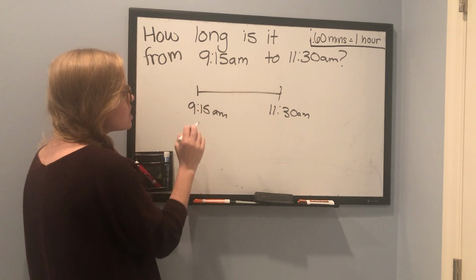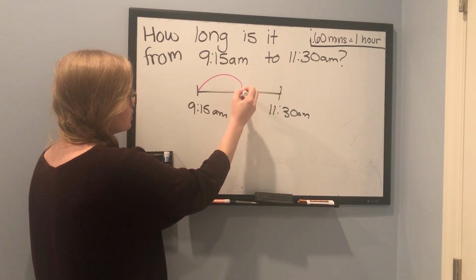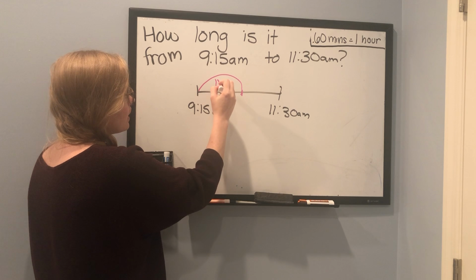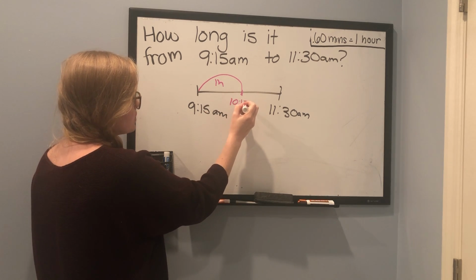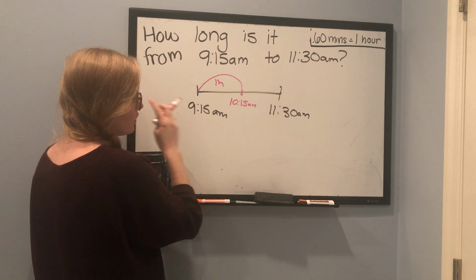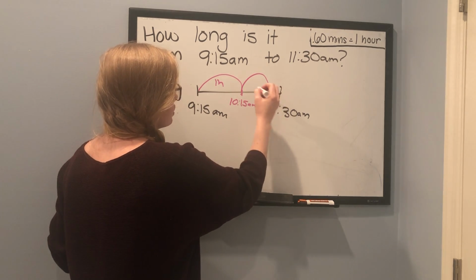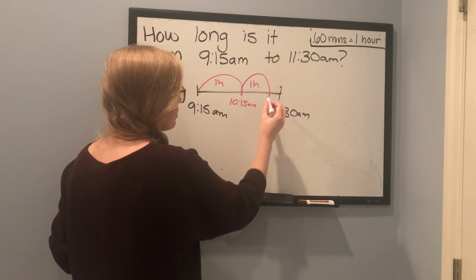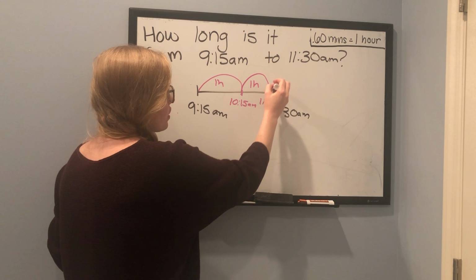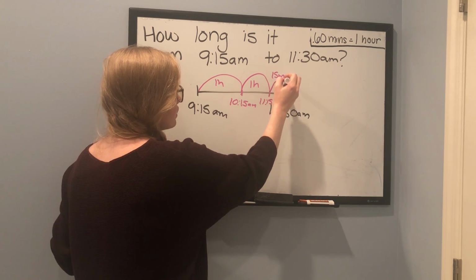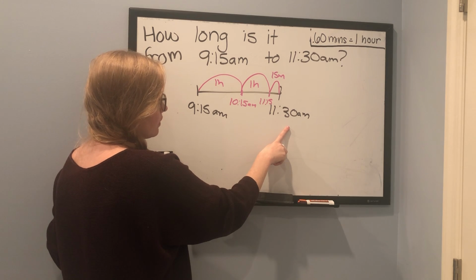I'm going to say, okay, I'm going to jump 1 whole hour. Okay, 1 hour is going to take me to 10:15 a.m. Okay, I'm going to jump another hour, which is going to take me to 11:15. Now I know that there are 15 minutes between 11:15 and 11:30.